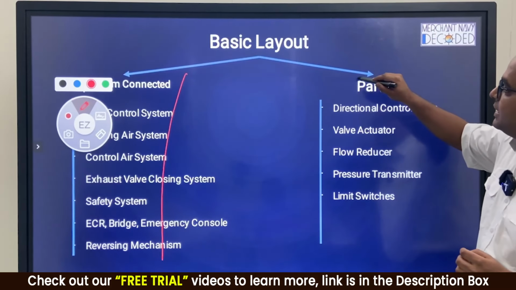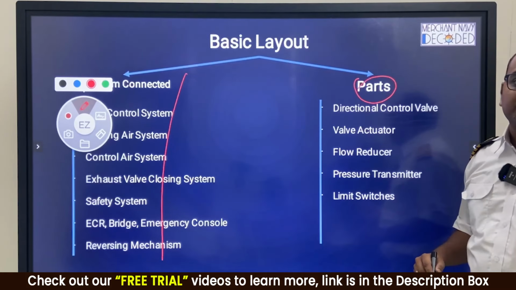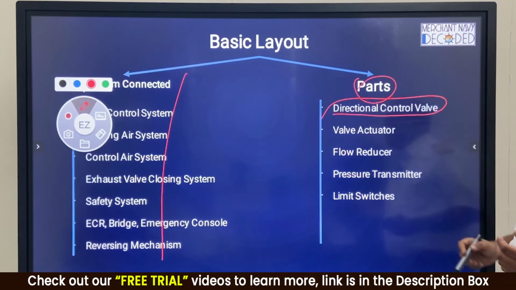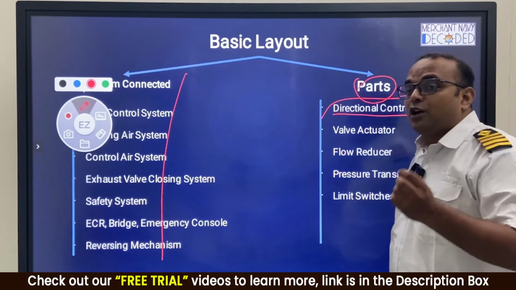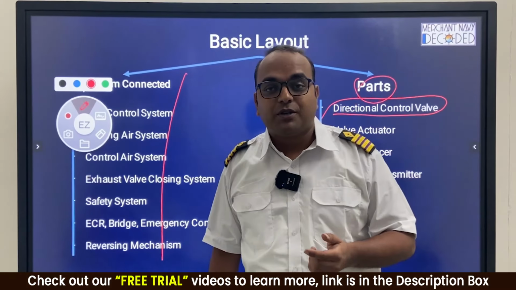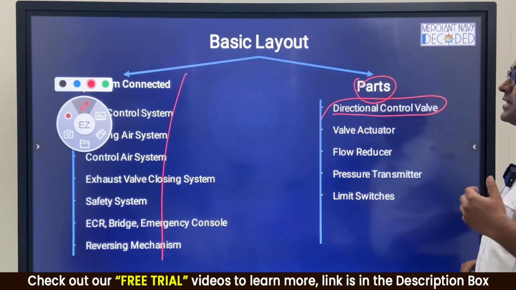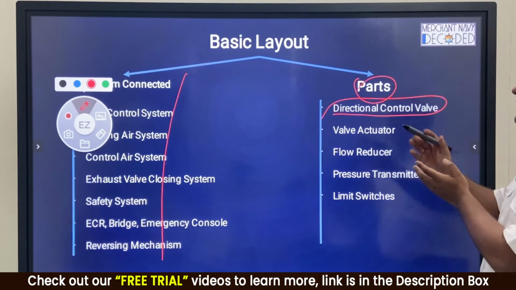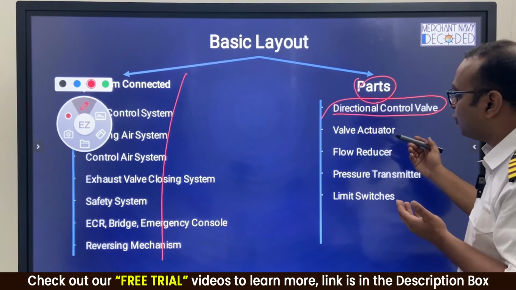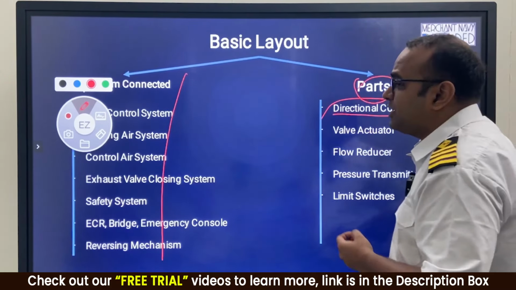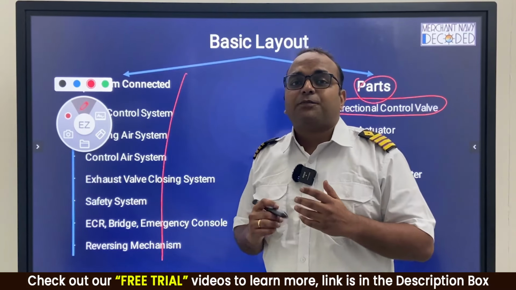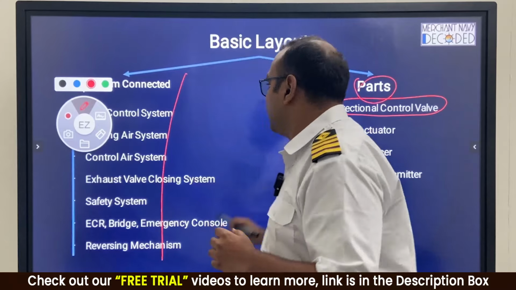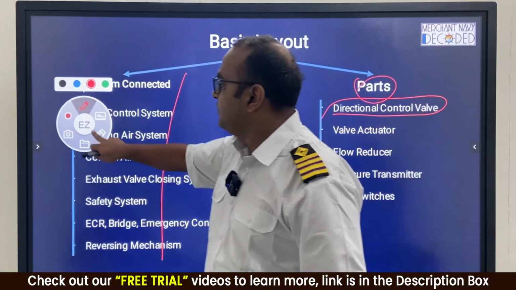On my right hand side are the parts which actually form the maneuvering system. For example, various types of direction control valves. What is a direction control valve? We will be seeing in our next videos. Don't worry, we will be discussing in more detail its function and classification. But right now I am just naming the parts that it is made of: valve actuators, flow reducers, pressure transmitters, limit switches, various sensors. So all these parts make up the entire maneuvering diagram or system. Okay? Fair enough?